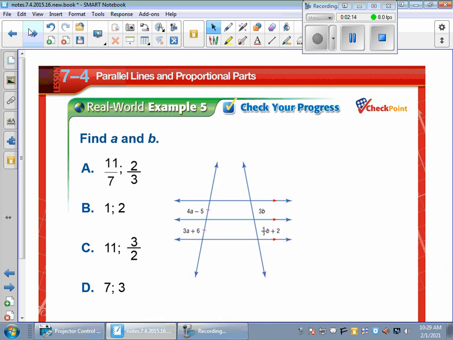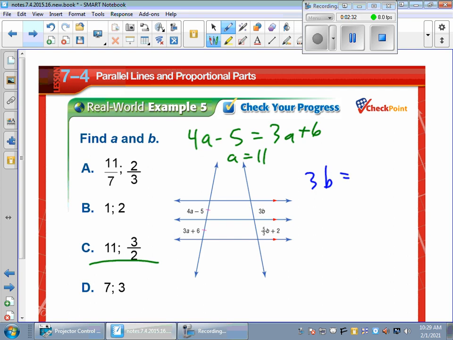Next slide here, same idea. So we start over here. 4a minus 5 equals 3a plus 6. You subtract over, you get a equals 11. So I know that you already know that that's going to be the answer, but I want to show you the b one here because fractions can be a little challenging.